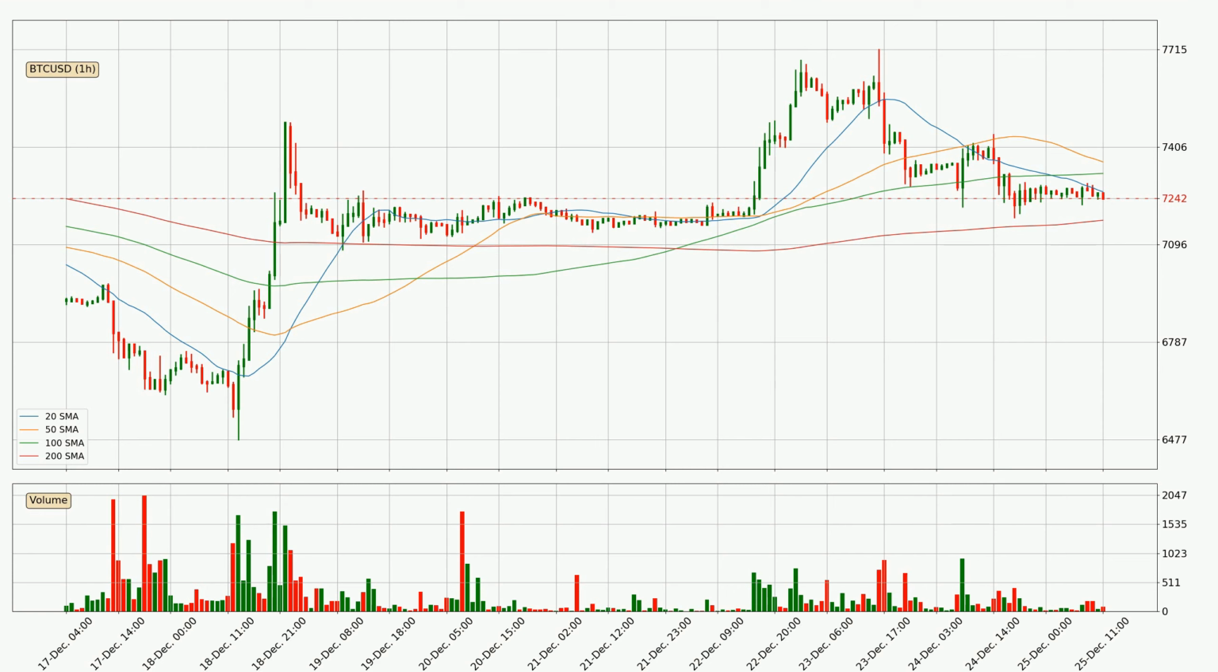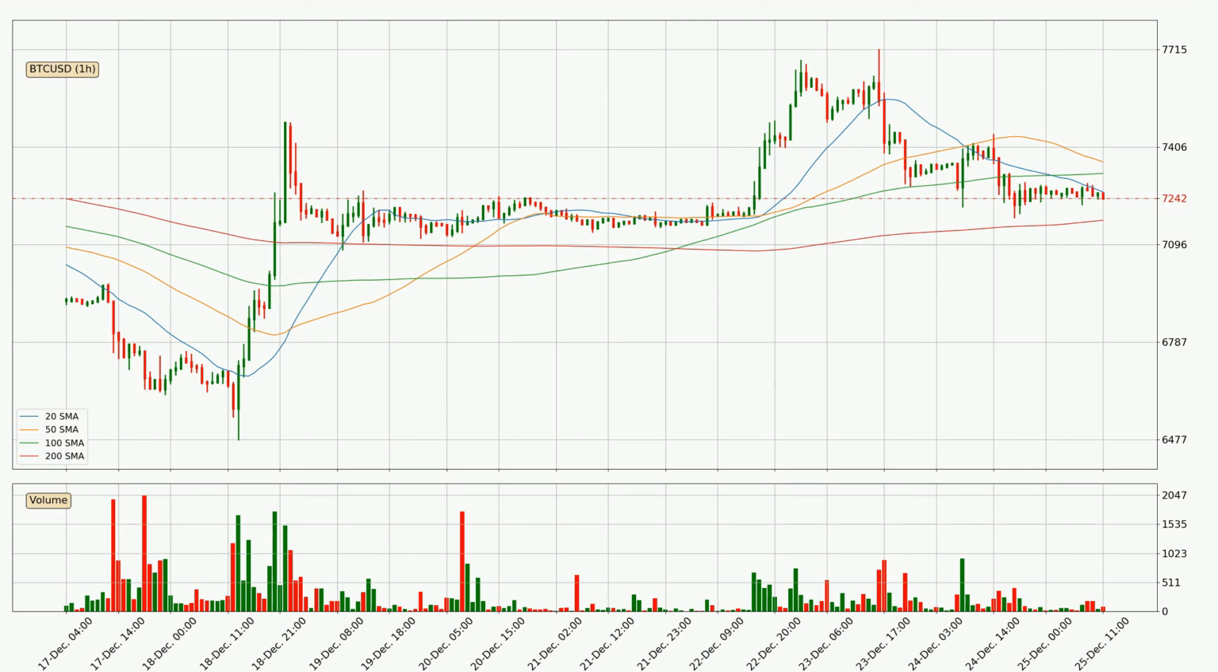Now looking at the current hourly simple moving averages, the price broke the 20 SMA to the downside. It's a strong signal that there has been a higher than average volume. The current price is between the 200 and the 20 SMA.